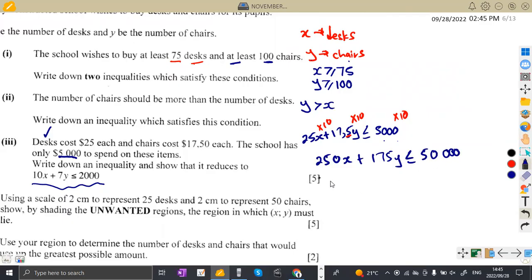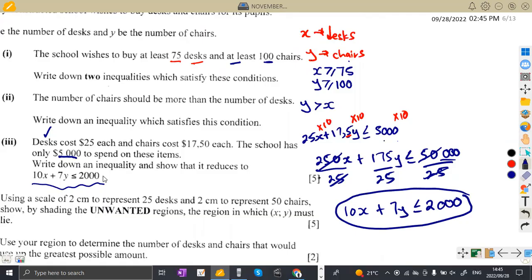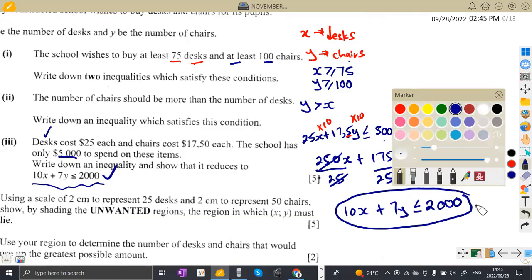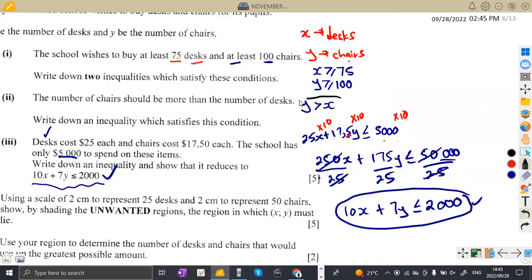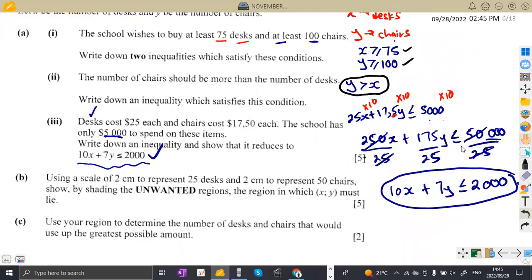Okay, so you can actually reduce this. You can reduce by 25, yeah, 25 is common. So you can reduce each and every term by 25. So here we are going to have 250 divided by 25, that's 10x, plus 175 divided by 25, which is 7y, is less than or equal to 50,000 divided by 25, that's 2, and these zeros remain as they are. So as you can see, we are having another inequality, which is the one they told us here. So how many inequalities do we have? We've got this one, and we have got y is greater than x. We have got these two inequalities. So we've got 4 inequalities all in all that we are going to represent now.